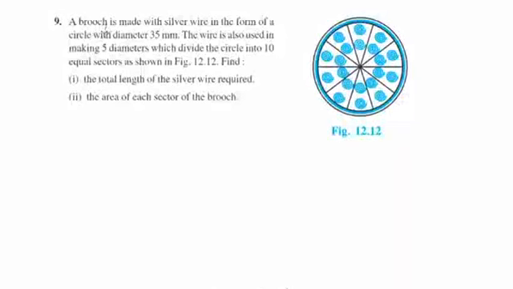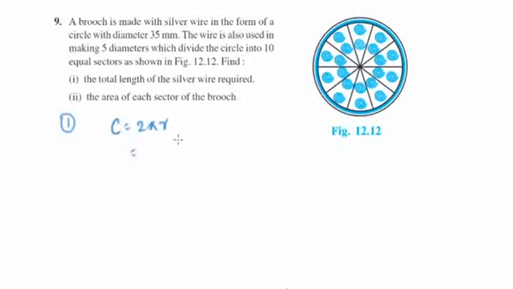Question 9 of this exercise says a brooch is made with silver wire in the form of a circle with diameter 35 mm. The wire is also used in making 5 diameters which divide the circle into 10 equal sectors. We have to find the total length of the silver wire required, the area of each sector of the brooch. So the total length of wire required is basically the length of 5 diameters because there are 5 diameters plus the length of the circumference of the circle.